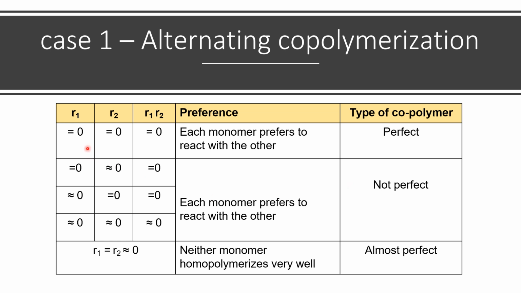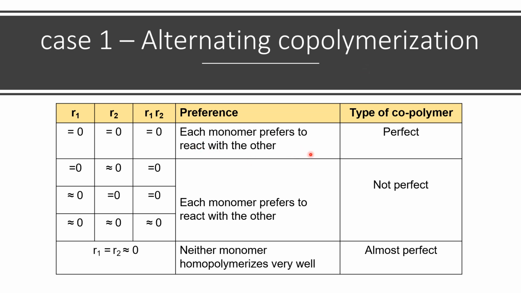In the case where R1 is equal to 0 and R2 is also equal to 0, the product of R1 and R2 will be 0. So the preference is that each monomer prefers to react with the other. That means if you have M1, it will react with M2 instead of M1. So this will make a perfect alternating copolymerization, since they have the tendency to react with the other type of monomer.